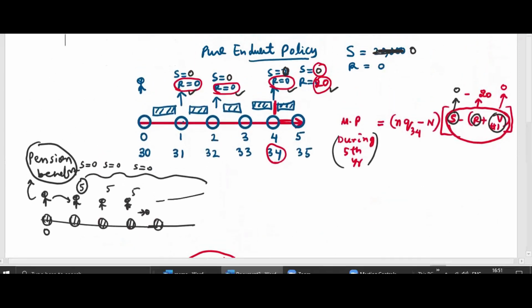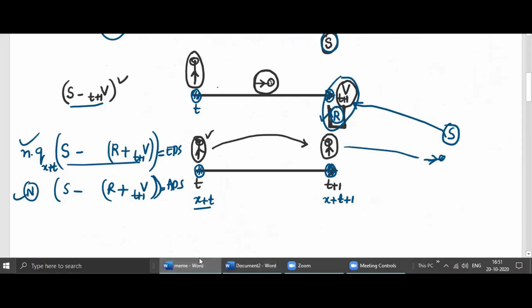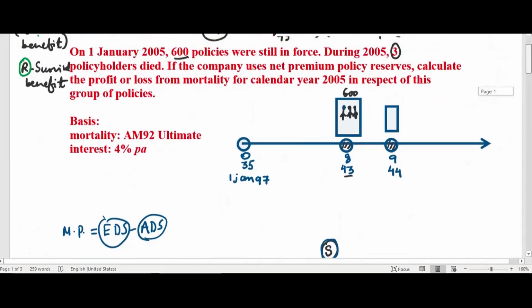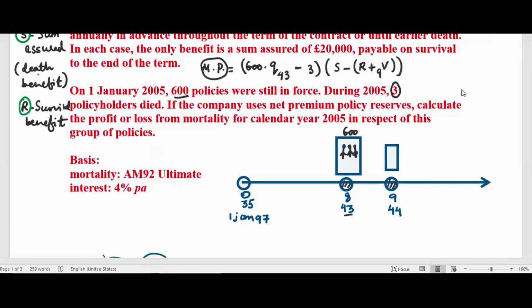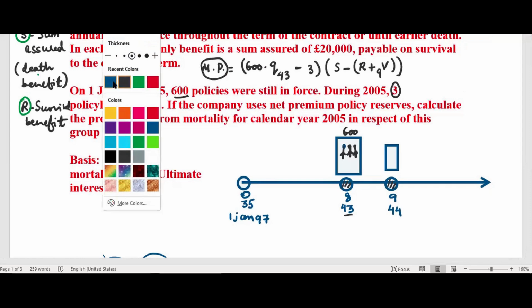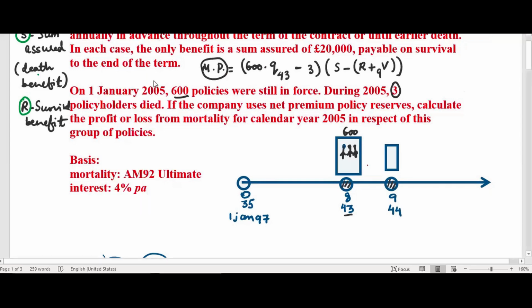Now let's go back to our original question. Here 600 people were there and 3 died. Two things we know, and what we wanted is, during the year 3 people died. What is your expectation? If you multiply this, you will be able to know your expectation. That will be around 3.